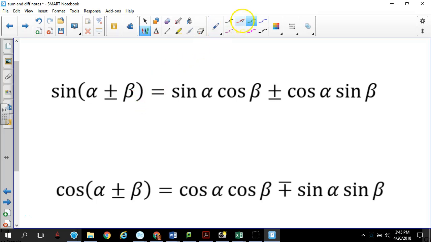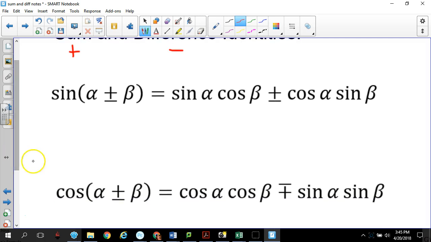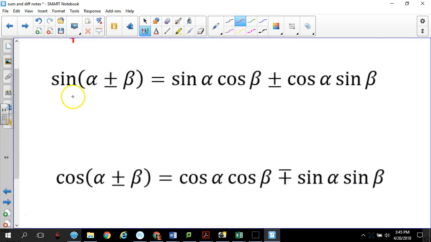All right, so we're going to talk about the sum and difference identities. Now consider a sum means addition and difference means subtraction. So that's why these are called sum and difference, because you're adding or subtracting something from another thing. I'll explain it better in the video in a little bit.